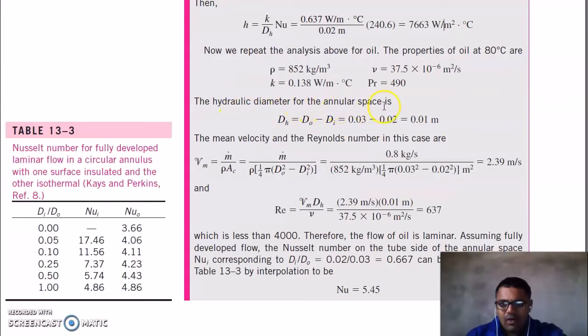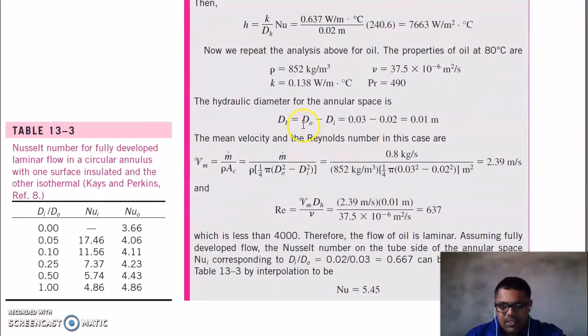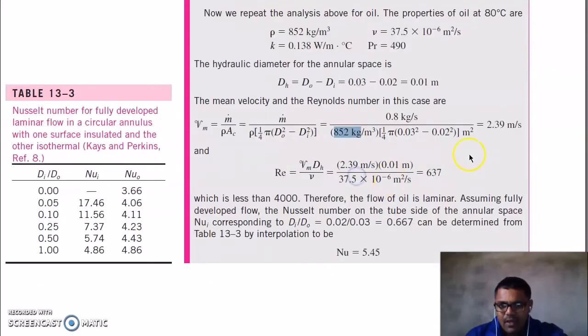Hydraulic diameter of the annular space: this gray area is your annular space. We have to find the hydraulic diameter of the outer pipe. So this is outer diameter minus inner diameter, which is equal to this. Mean velocity is equal to mass flow rate divided by density times area. Mass flow rate is already given for the oil. It is 0.8 kg per second. This is the annulus area and this is the density of the oil. Mean velocity is equal to this. Reynolds number in this case is equal to 637, which is much less than 4000.